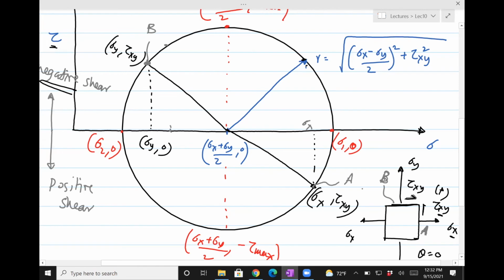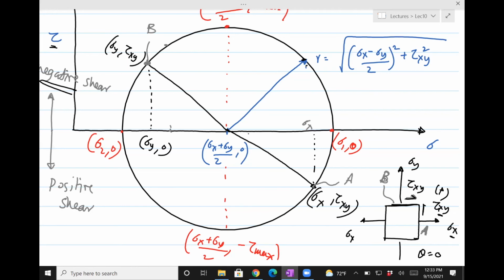They always have to be 180 degrees apart on this circle. On the cube, they are always 90 degrees apart. Anything 90 degrees apart on the cube is always twice that on the Mohr circle. So that's the property.